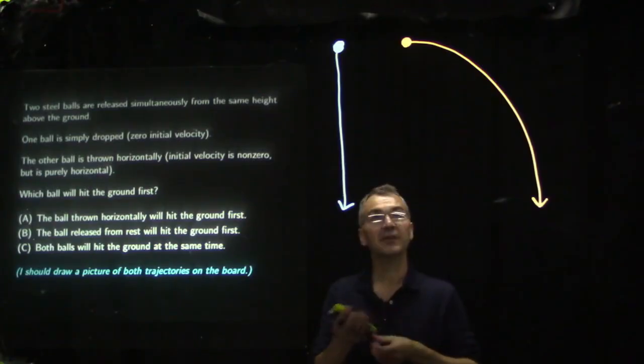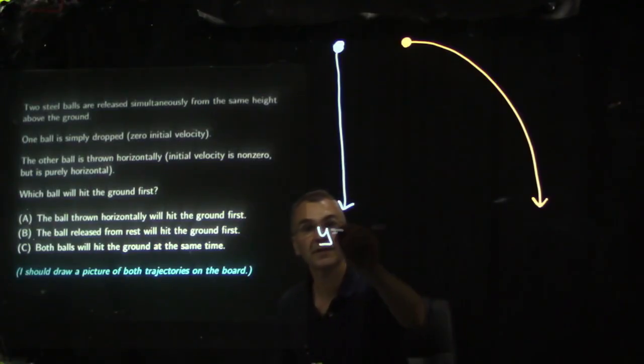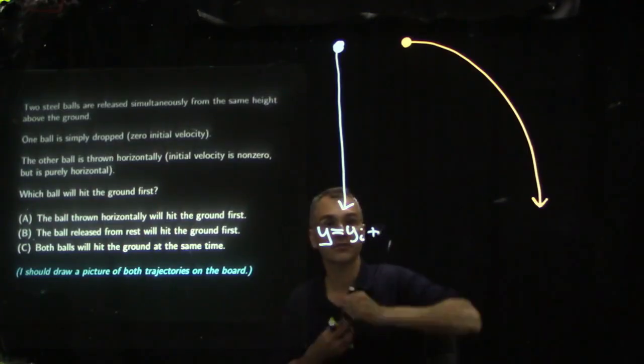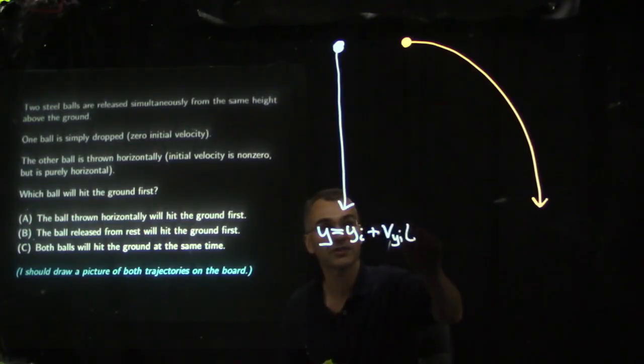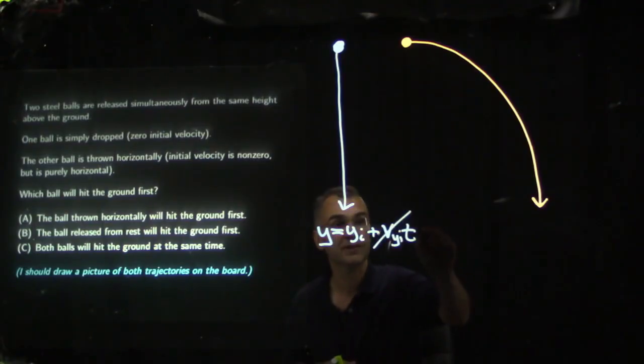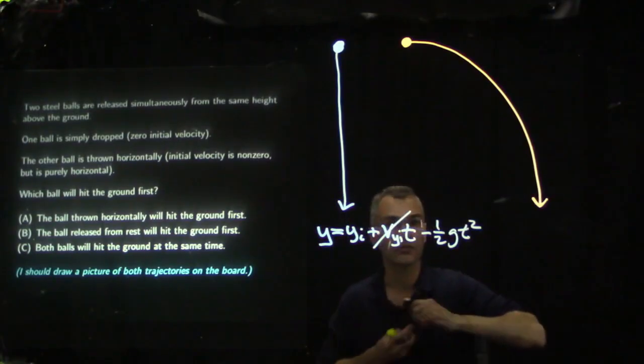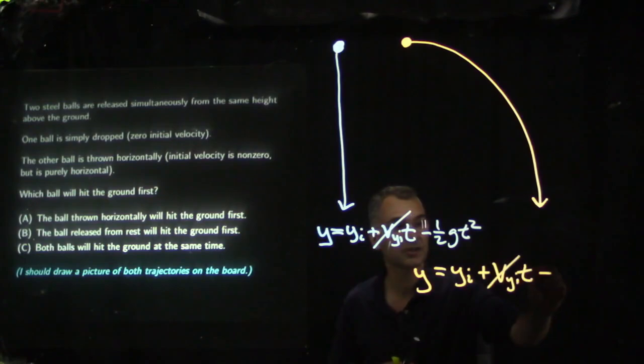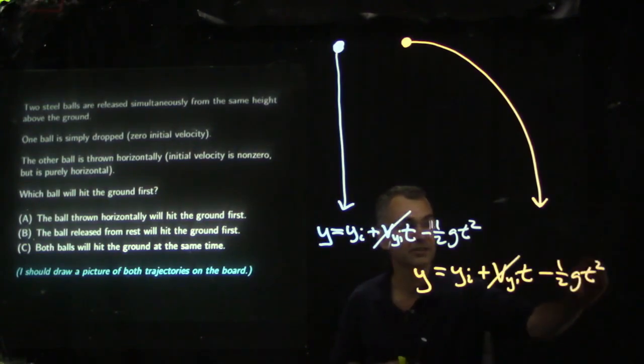So in both cases, you say y equals y initial, and then there's 0 initial velocity. Well, I'll write the term and then we'll cross it out. Y initial plus v sub y initial times time, but v sub y initial is 0, and then minus 1/2 gt squared. And in the other case, we have y equals y initial plus v sub y initial times time, but we said v sub y initial was 0, minus 1/2 gt squared.